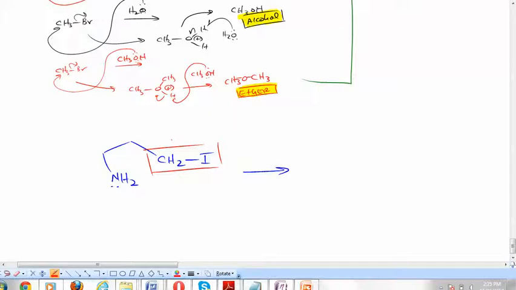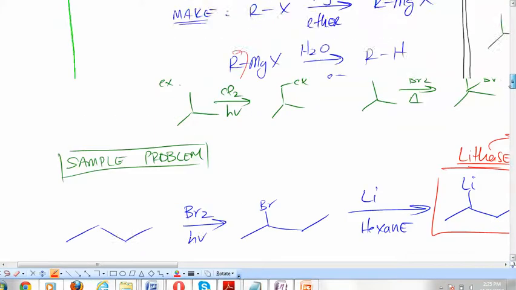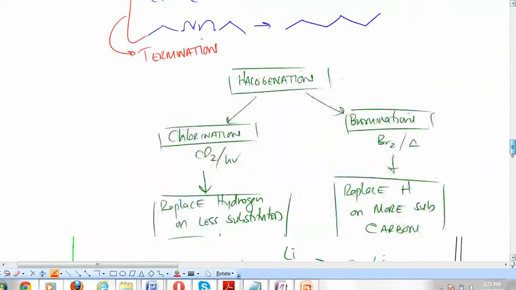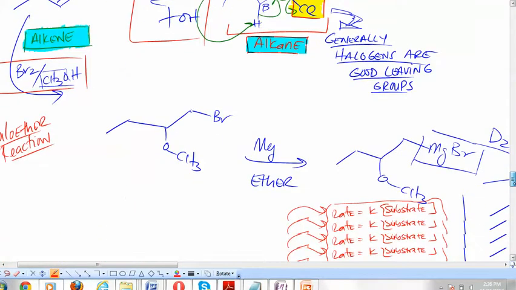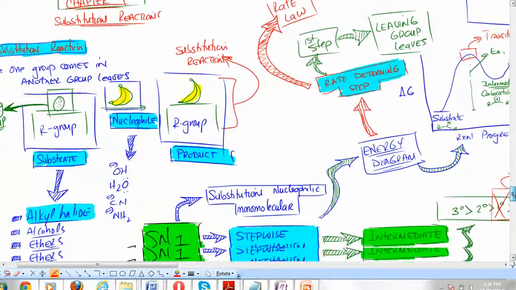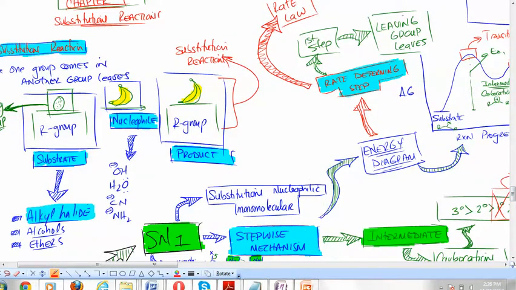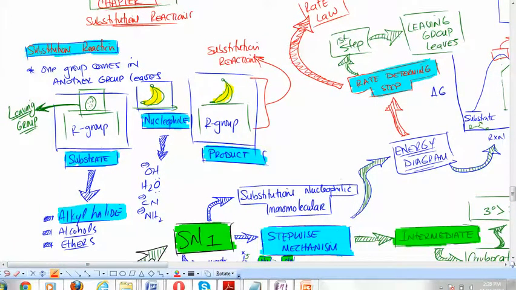Now remember that we said that for the most part our substrate for now is going to be an alkyl halide. Doesn't mean it can't be something else. So in later units you're going to see it with an alcohol. You're also going to see it with an ether. But for now we're in this domain.